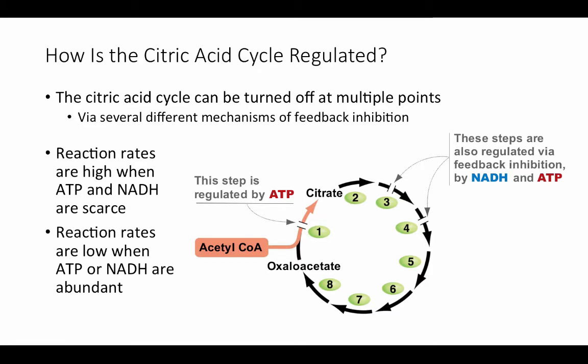So reaction rates are high when ATP and NADH are scarce. Reaction rates are going to be low when ATP or NADH are abundant. So when the products of the whole set of reactions are abundant, we're going to slow it down and create less product. When the products are scarce, we're going to keep it going to produce more of those products.